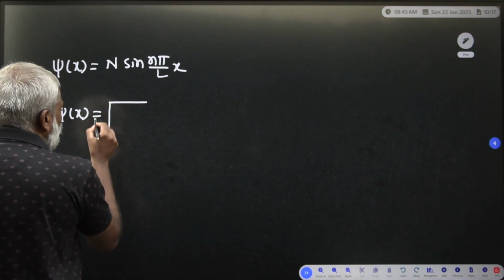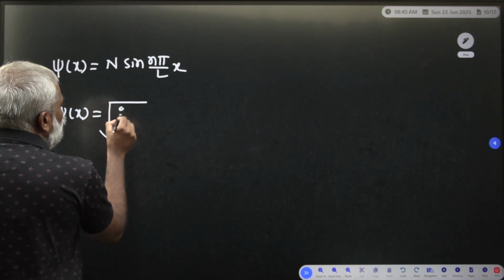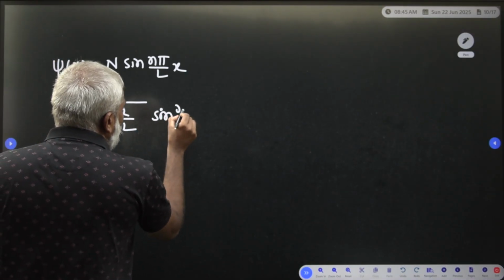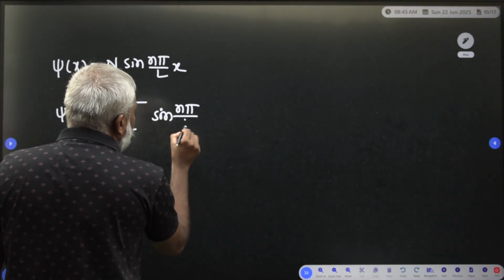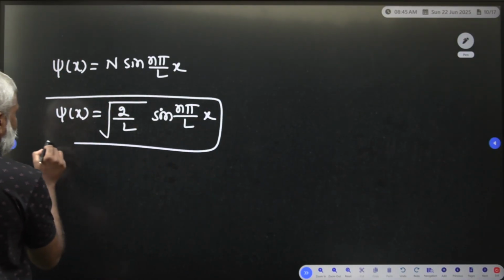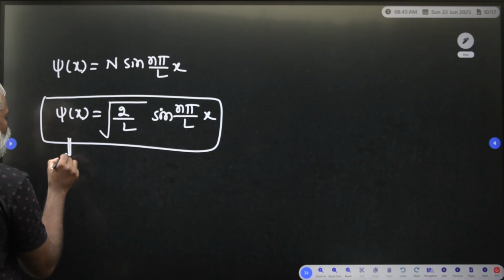Your psi n is going to be written as root 2 by L into sin of n pi by L into x. This is the corresponding wave function.